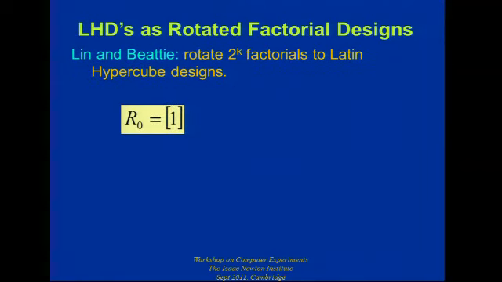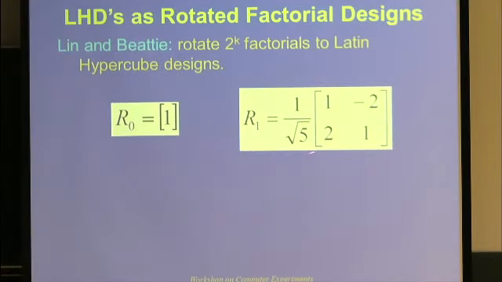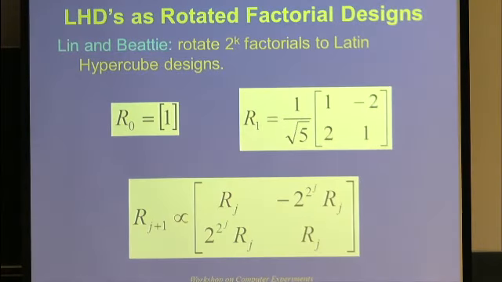And this was work from Min and Beatty, and it's based off starting with just a simple matrix. Here's the next matrix, R: 1, 1, 1, minus 2, minus 2. And what did I do? I took this matrix, put it here and here, and then put it here and here multiplied by 2. And the square root of 5 is just to normalize. And that's the pattern that we're going to follow all the way through.